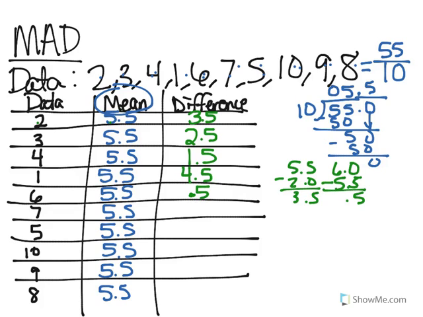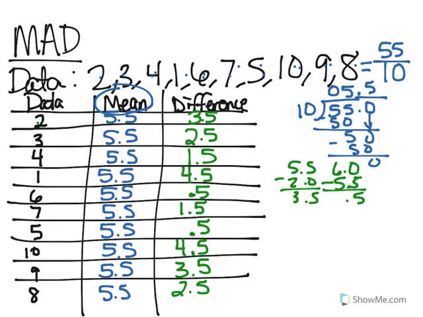7 minus 5.5 is 1.5. 5.5 minus 5, just 0.5. 10 minus 5.5, 4.5. 9 minus 5.5 is 3.5. And lastly, 8 minus 5.5 is 2.5. So I found my distance.